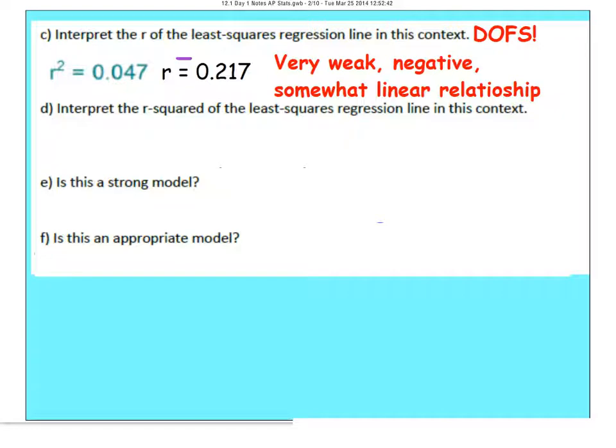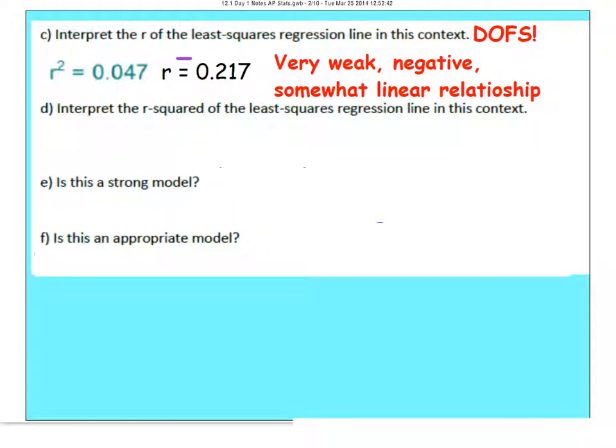Moving on to D, interpret R squared. Now R squared is this, again, and it's called the coefficient of determination. There's a standard definition that you want to use for R squared every single time, and I will guarantee you that you will see a question somewhere on your real AP exam with R squared. I see them every year. So in this case, R squared would be 4.7%.